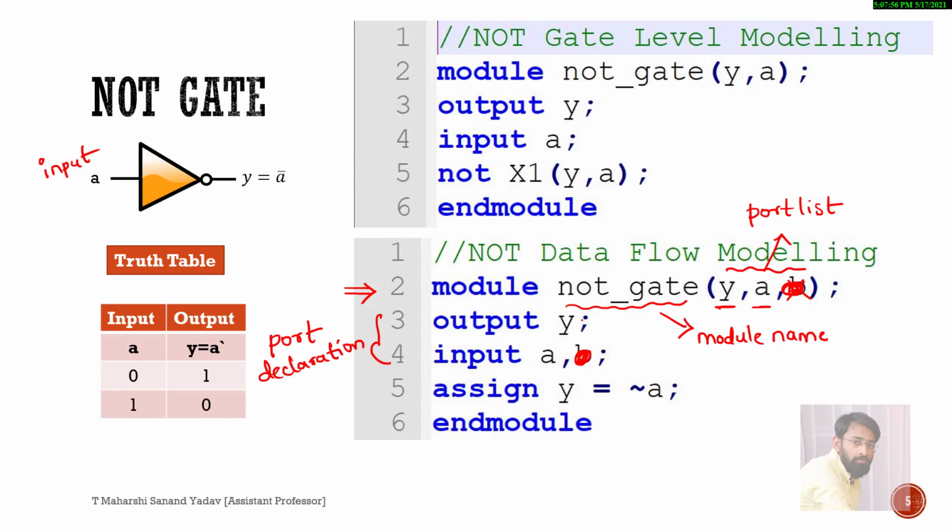Next, as I am writing the code in data flow modeling, I have to use a continuous assignment statement here. For that the keyword is assign. So assign y is equal to complement a. This is the symbol that I am going to use. Rest everything will be the same. So let us implement the same using Xilinx.